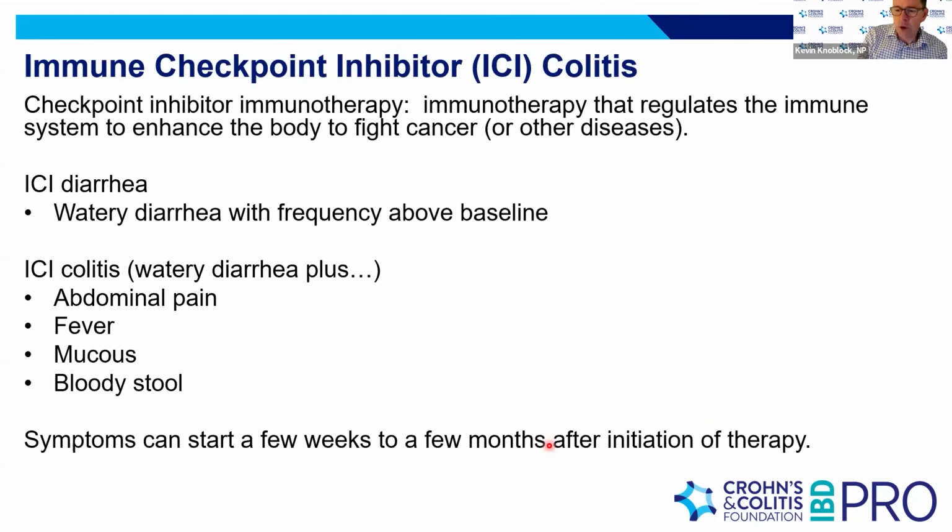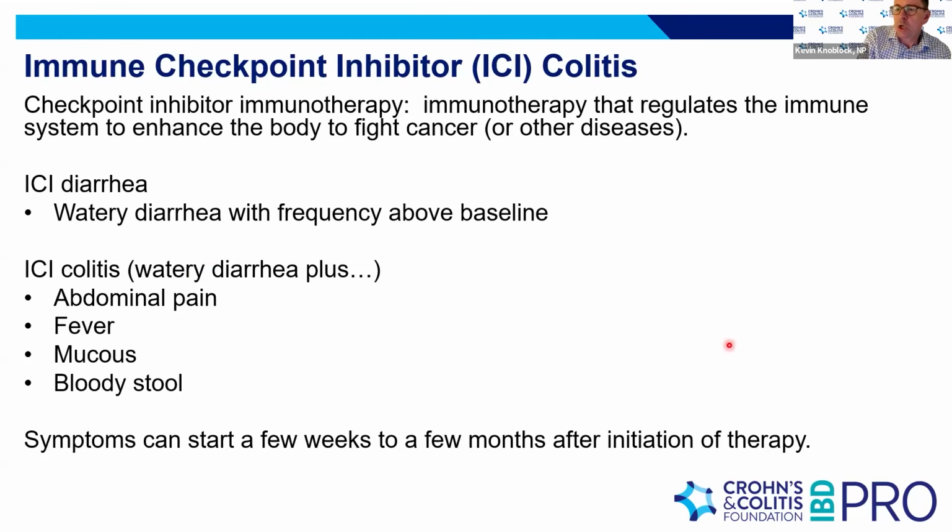Okay, I think the last one, hopefully I still have a minute or two. The immune checkpoint inhibitor colitis, we're seeing it a lot from our oncology colleagues. You might hear it as immune therapy induced colitis. People are on these immunotherapies for their cancer, and it can start to cause a bad diarrhea. This is a real watery diarrhea with a frequency above their baseline. It just really ramps up really quickly.